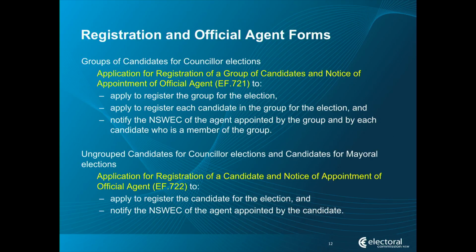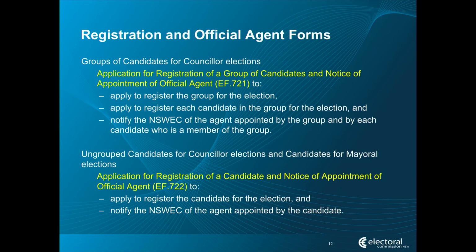Registration and official agent forms. If you're a group of candidates for a by-election, use the EF721 form, the application for registration of a group of candidates and notice of appointment of official agent. This form enables you to apply to register the group for the election, register each candidate in the group for the election, and notify the Electoral Commission of the agent appointed by the group and by each candidate who is a member of the group.